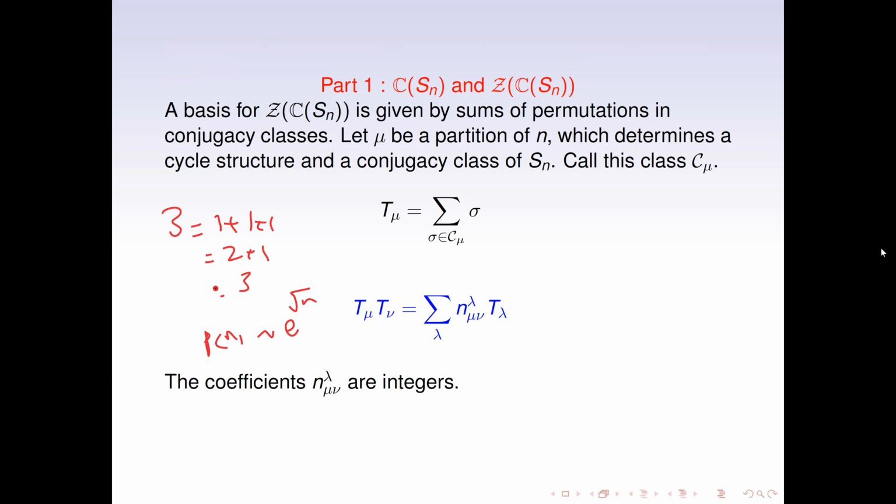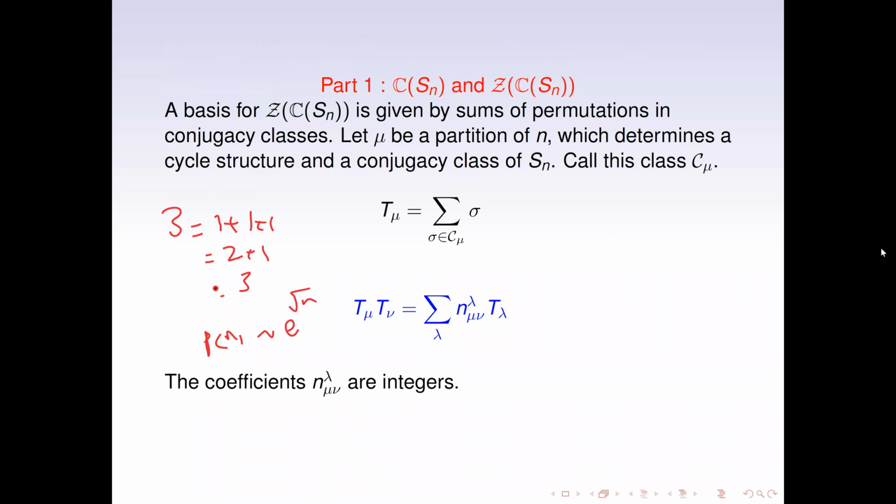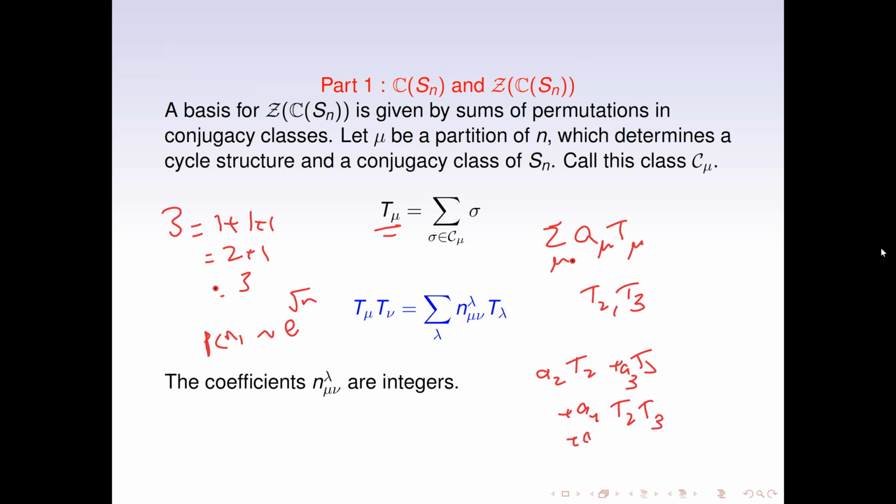An arbitrary linear combination in the center looks like this, but can I find just a small set like T2 and T3, and think about linear combinations like A2, A3, A4 of T2 times T3, plus A5 of T2 squared T3, and so on, generating the center? Can I find a small subset?